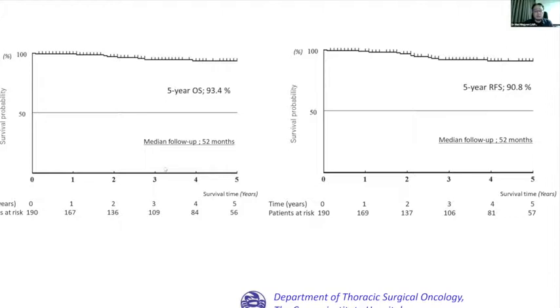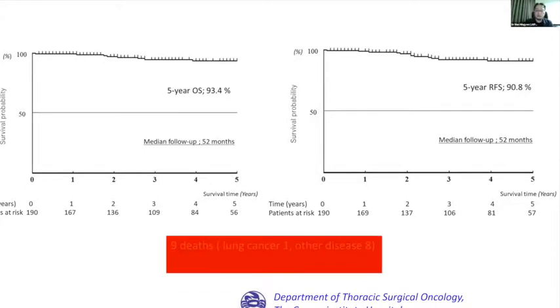This slide shows the Kaplan-Meier curve. The 5-year OS was 93%, and 5-year RFS was 91%. During this period, 9 patients died: 1 from lung cancer and 8 from other diseases. We have 4 recurrences, all distant metastasis: brain metastasis and bone metastasis in 1 patient, and pulmonary metastasis in 3 patients. But these 4 patients were classified in the compromised indication cases.